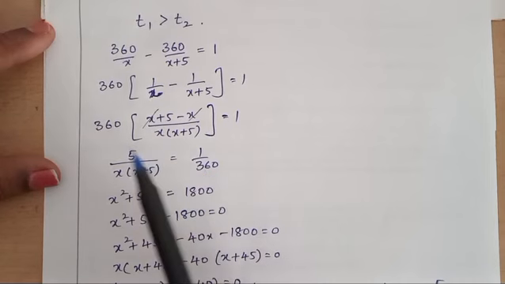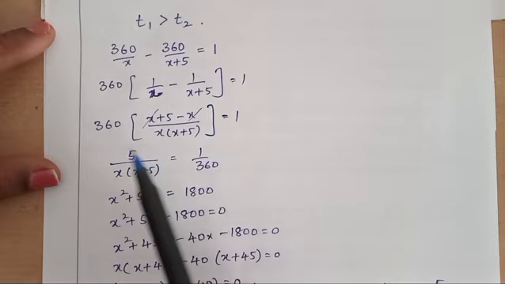Let me take this 360 on the RHS side. Now, after cross multiplying, we get x square plus 5x is equal to 1800. x square plus 5x minus 1800 is equal to 0. Let me factorize it. The factors, we will get it as x square plus 45x minus 40x minus 1800 is equal to 0. When I take x as common, x into x plus 45 minus 40 into x plus 45 is equal to 0. So, x plus 45 into x minus 40 is equal to 0.